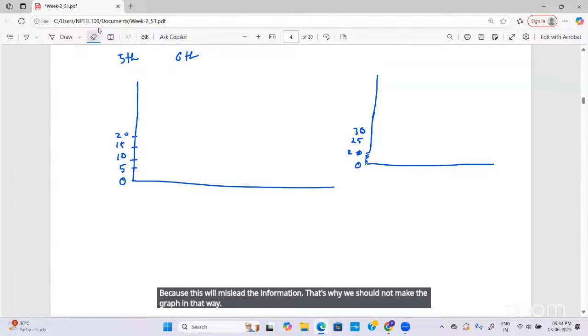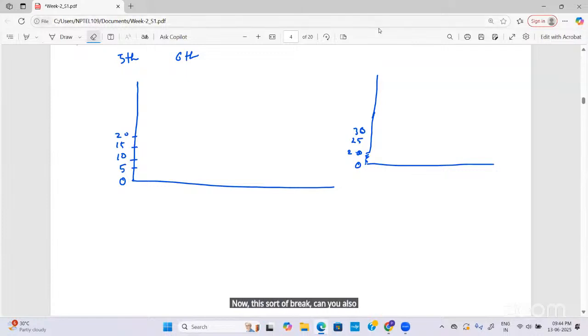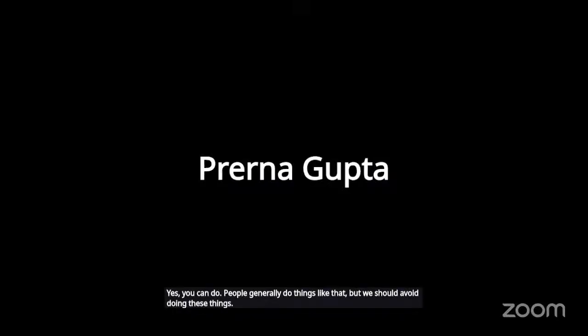Ma'am, this sort of break, can you also do it on the x-axis? Yes, we can do it. People generally do things like that, but we should avoid doing these things. Ma'am, two questions, ma'am.